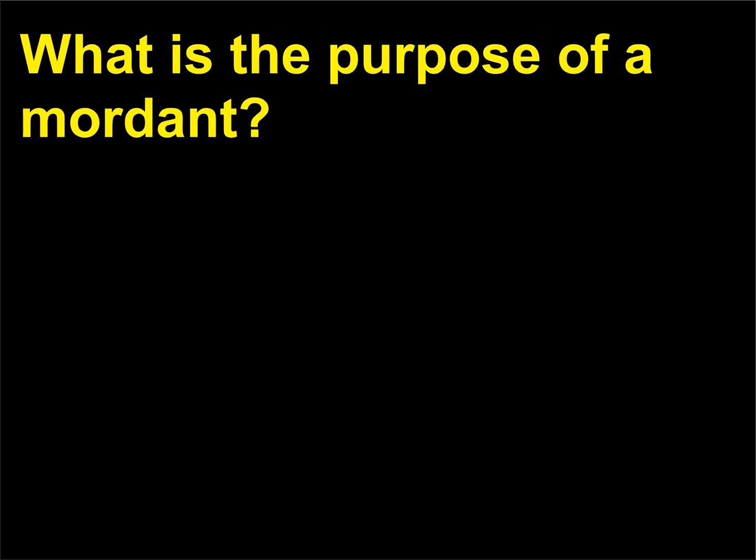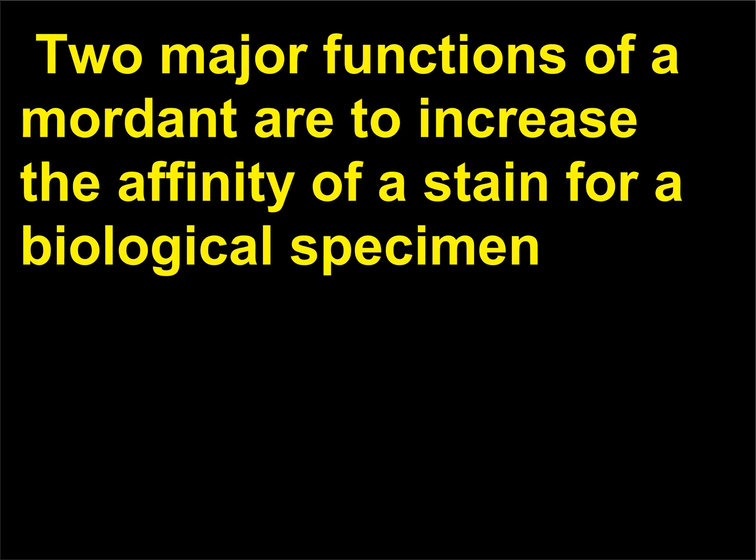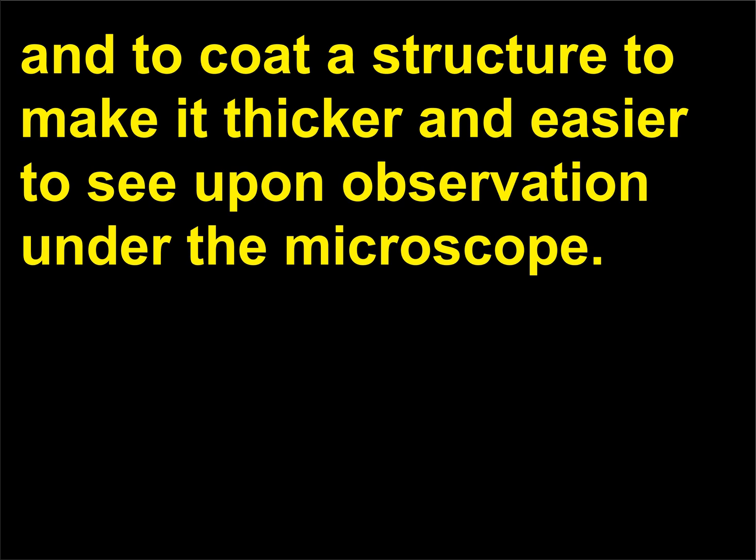What is the purpose of a mordant? A mordant is a chemical added to the solution used to stain a specimen in order to intensify the stain. Two major functions of a mordant are to increase the affinity of a stain for a biological specimen, and to coat a structure to make it thicker and easier to see upon observation under the microscope.